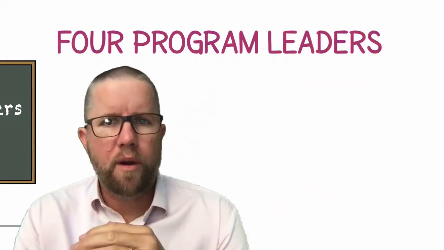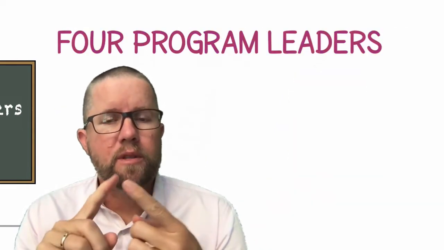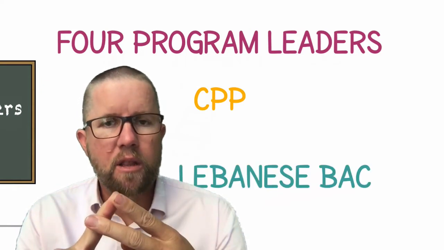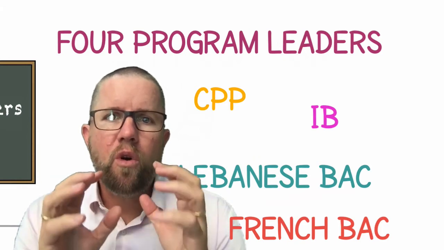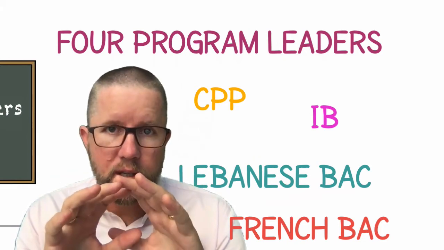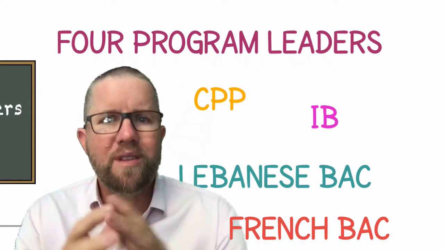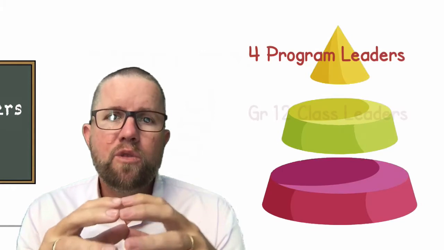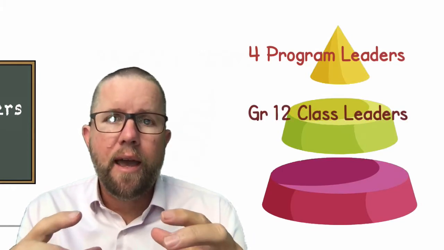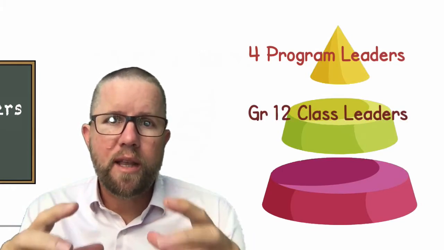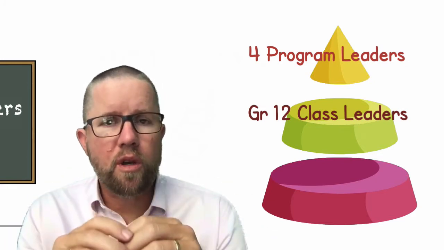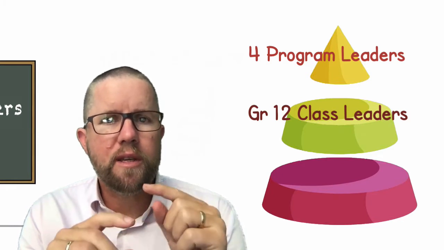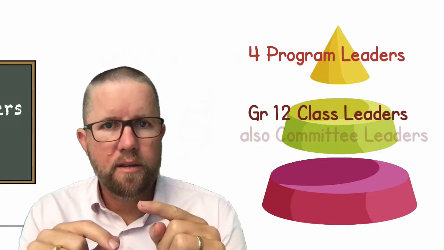With the 4 program leaders of each of the 4 programs, CPP, Lebanese Baccalaureate, French Baccalaureate, and IB, those 4 student program leaders oversee the leadership of the whole CSL. Underneath those 4 leaders are the grade 12 class leaders, and those grade 12 class leaders will be the leaders of their classes, but also will take responsibility for leading one committee.